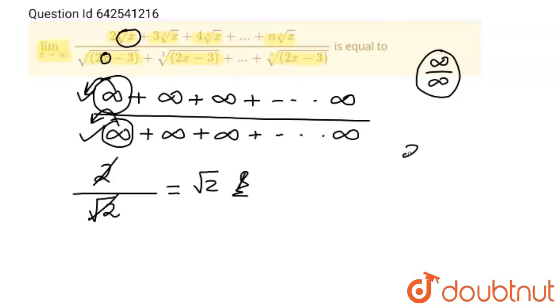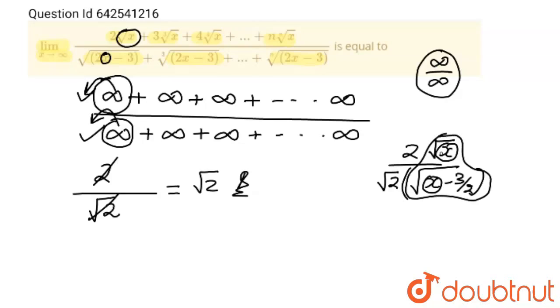Or what you can do to understand more is work on the denominator part. The numerator part is okay, its coefficient is 2. In the denominator part, you can take 2 common. When you take 2 common from the square root, this will be square root 2 and this will be square root x minus 3 upon 2, and this is square root x. If you see, both x have the same coefficient, 1 and 1. So now both infinities are the same, and when both infinities are the same, the answer is the ratio of the coefficients. This coefficient is 2, this coefficient is root 2. Okay, no problem. Thank you students.